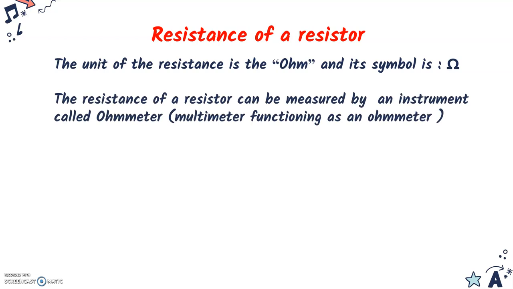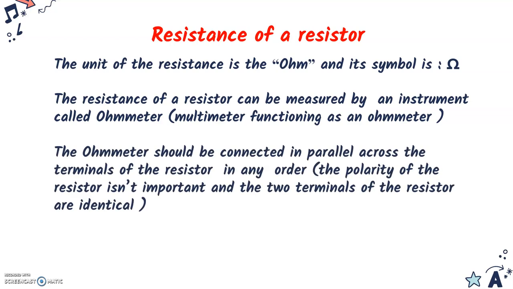أكيد بنعرف إنه I can use a multimeter functioning as an ohmmeter. Before mentioning this information, the ohmmeter should be connected in parallel. Okay? يعني بكل تعرفنا عليه, we have voltmeter, ohmmeter, oscilloscope should be connected in parallel. بس عند الأميتر المسكين should be connected in series. But the polarity of the resistor is not important.